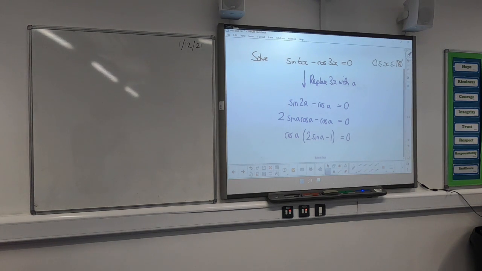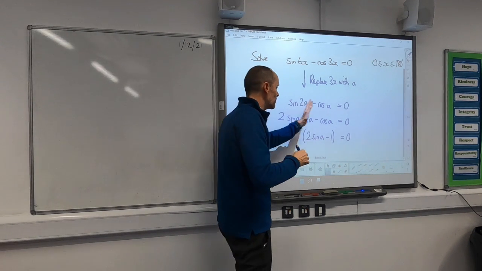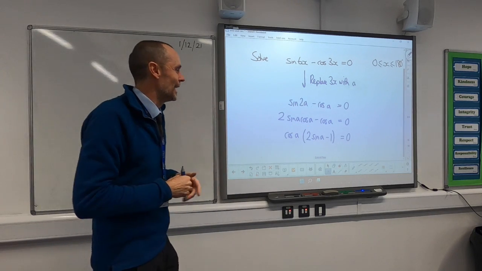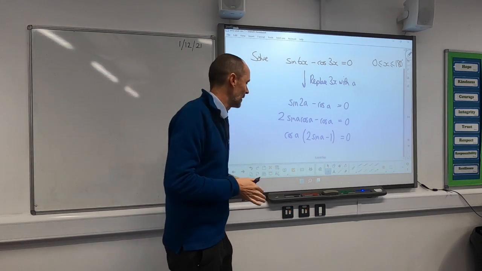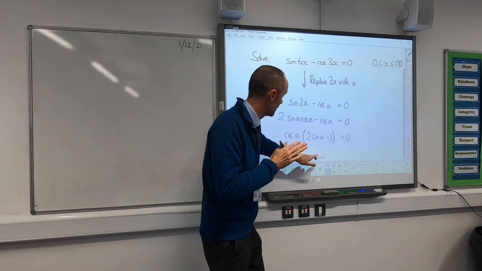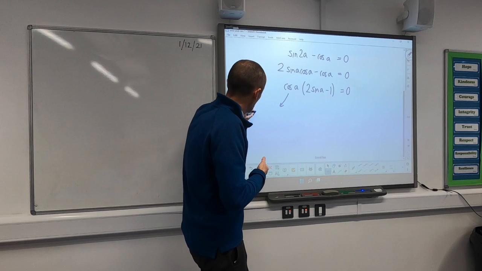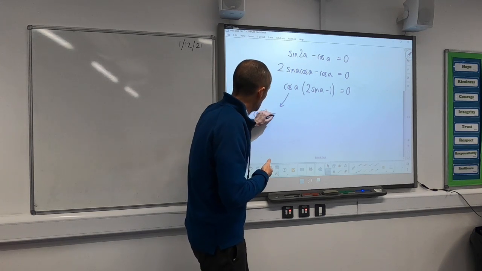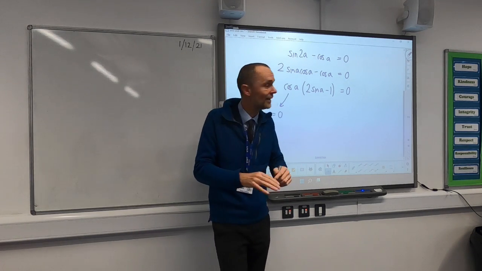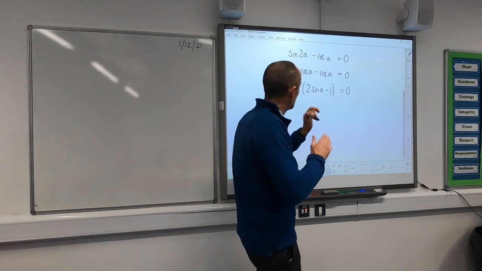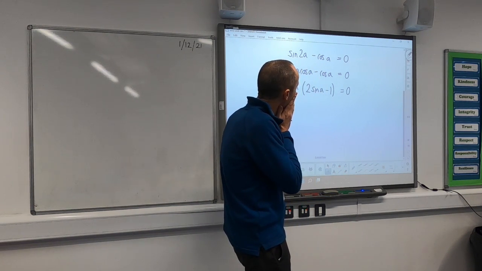So just that process of replacing 3x with a different letter turns it into a problem that we are sort of familiar with. And I could factorise and pull out a cos A. So what I now can say is, right, for this to be 0, cos A will be 0, or 2 sine A minus 1 has to be 0, so sine A would be a half.